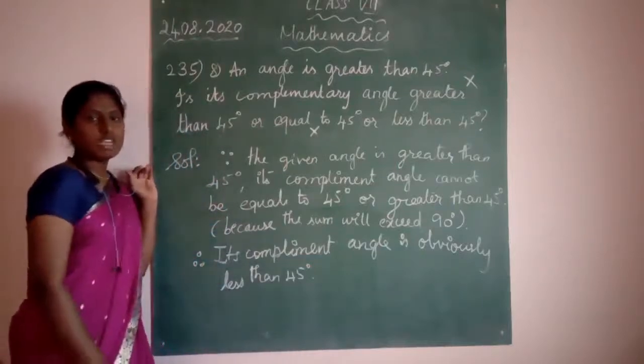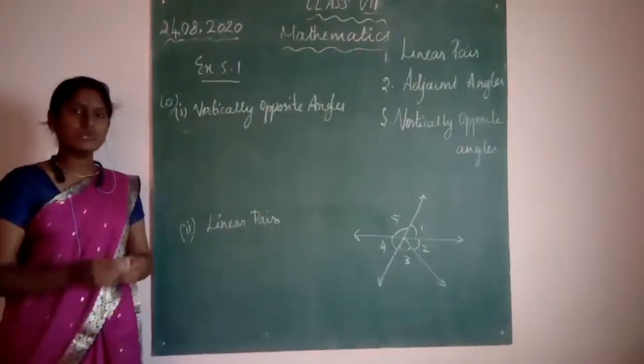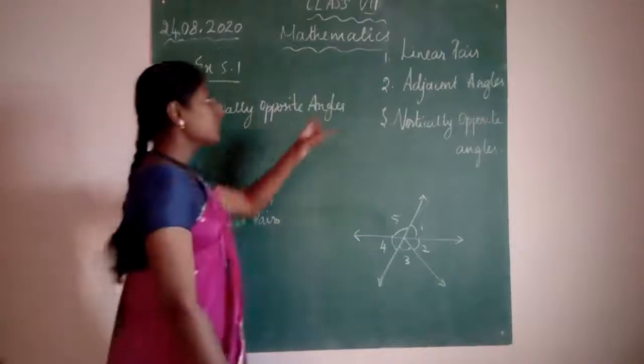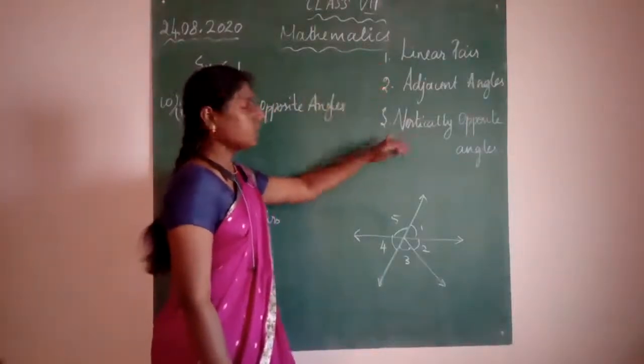Okay children, now we have discussed all the homework answers. Kindly check your answers with it. Now let us enter into today's class. In today's class, we will be learning about three things. The first one is linear pair, the second one is adjacent angles, and the third one is vertically opposite angles.